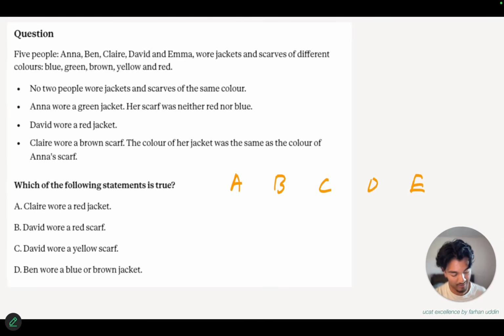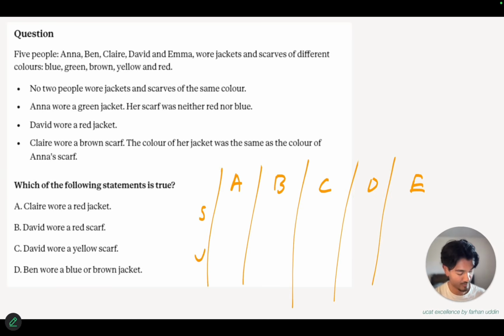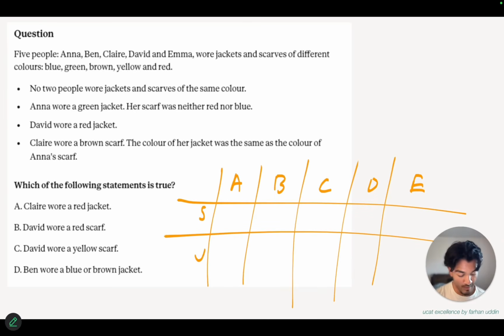And they are wearing jackets and scarves of different colors. So I'll put scarves here and jackets here, just because top to bottom, that's how you'd wear them. Helps me remember. Okay, so no two people wore jackets and scarves of the same color. We can't do much with that. That's more like a condition statement, right?